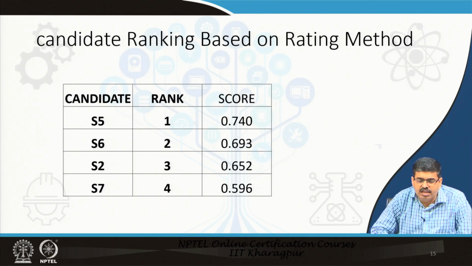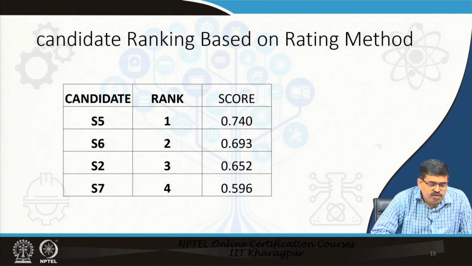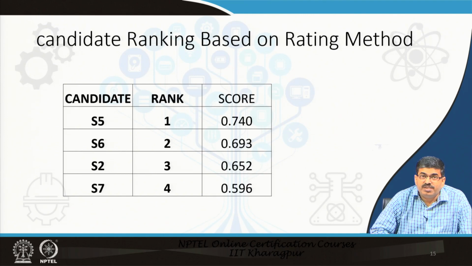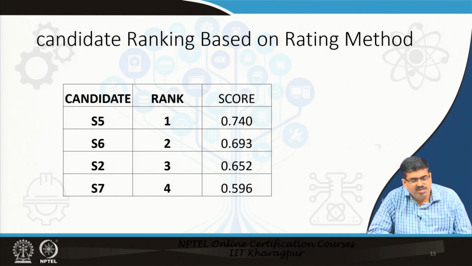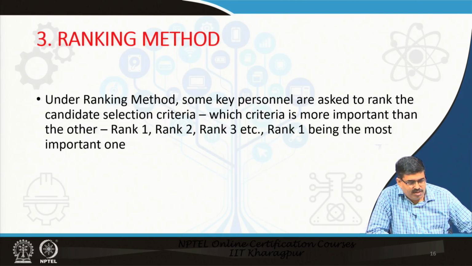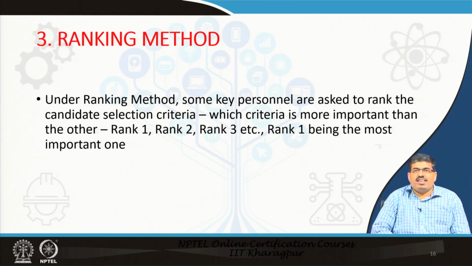So, candidate ranking based on rating method is 5, 6, 2, 7. Has it changed? We will see. Okay, 5, 6, 2, 7. Let us go to the ranking method.